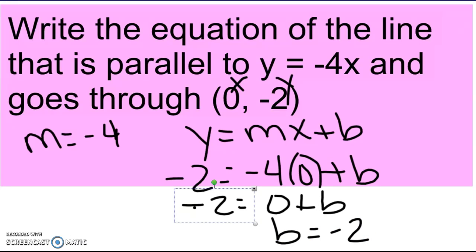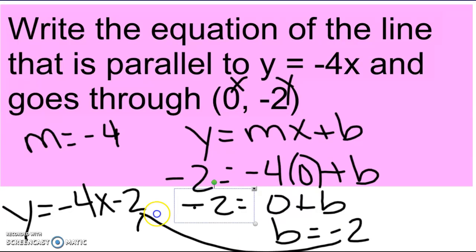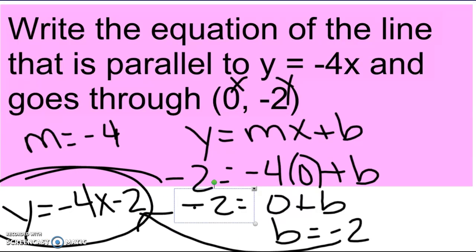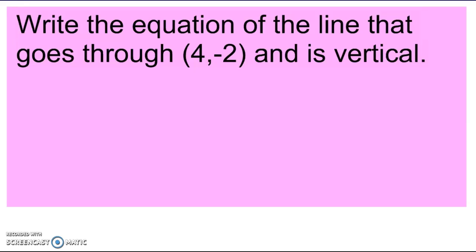So now we have to write that as an equation. y equals -4x minus 2. There's your equation. Okay, let's play around with another one.